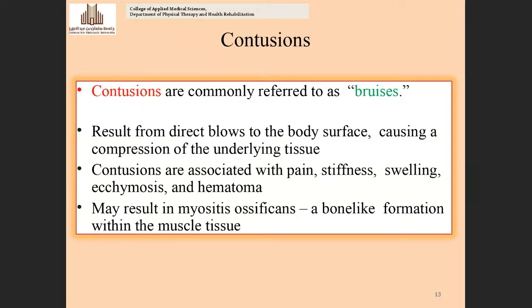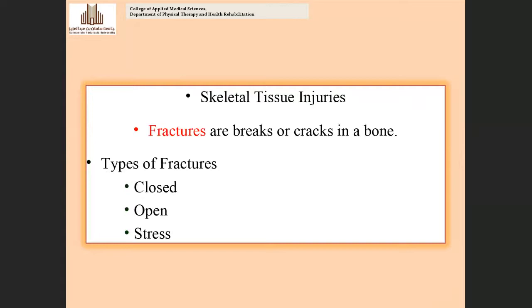Or hematoma. After bruises, the blood becomes clotted, and you can find localized blood clot formation, which is known as hematoma formation. Finally, this may lead to myositis ossificans. It may lead to calcification, where the muscle deposits more calcium in the particular localized region, known as myositis ossificans.